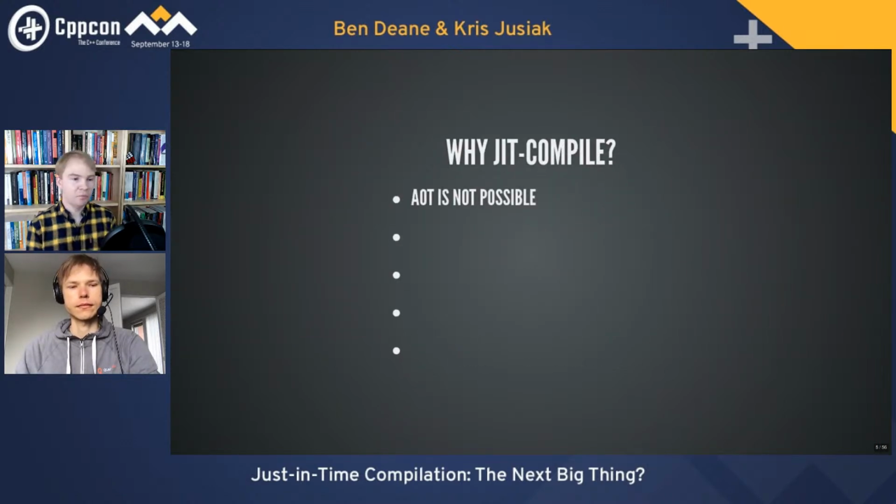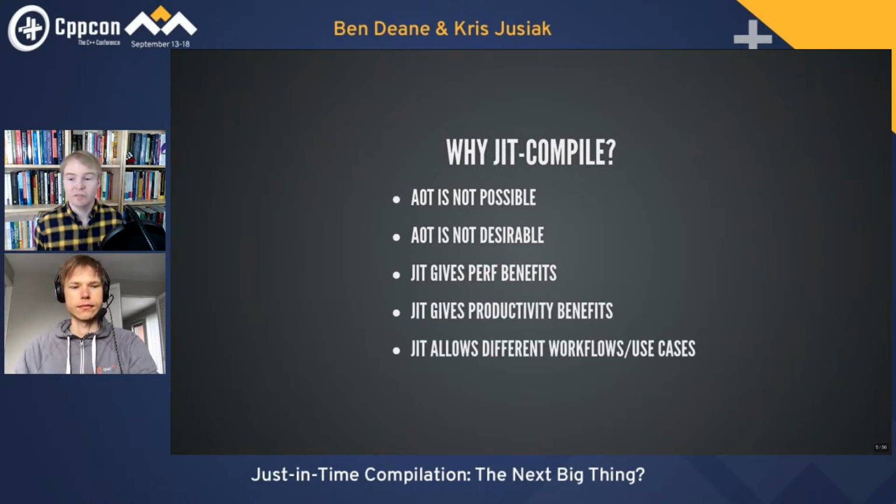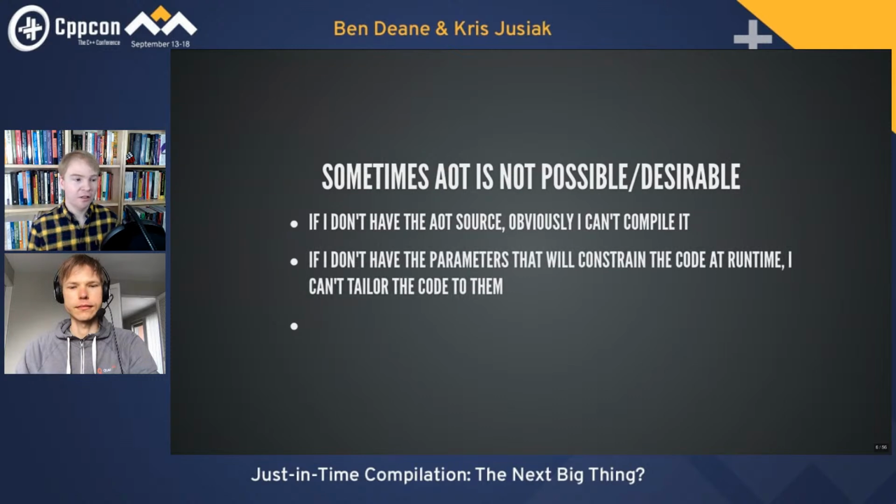So there are some benefits and drawbacks of JIT compilation. Sometimes ahead of time is not possible if I have things that I don't know ahead of time. Sometimes it's just not desirable because I can achieve better performance with just in time. I can get perf benefits, I can get productivity benefits, and I can just get different workflows and use cases. So if the source is perhaps provided by a client or by a colleague who's using my library application, so an internal client in that sense, or perhaps by a tool that's auto-generating code, obviously, if I don't know it ahead of time, I can't compile it.